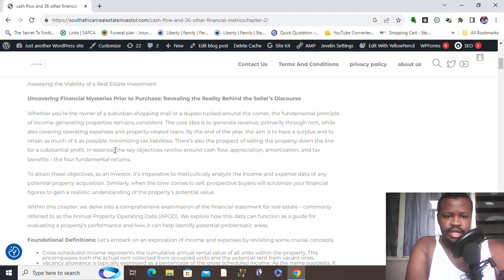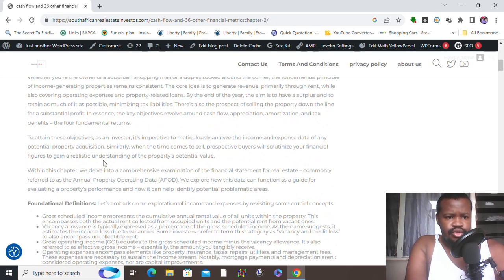In essence, the key objectives revolve around cash flow, appreciation, amortization, and tax benefits, the four fundamental returns. To attain these objectives as an investor, it's imperative to meticulously analyze the income, property, and expense data of any potential property acquisition. Similarly, when the time comes to sell, prospective buyers will scrutinize your financial figures to gain a realistic understanding of a property's potential value.